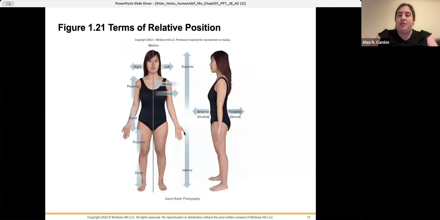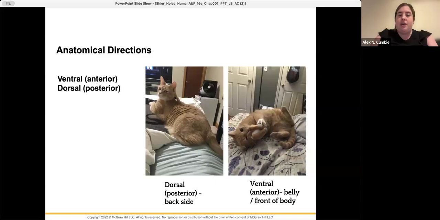This is referring to the backside of the body, okay? And you saw in the previous picture, right? If we have dorsal or posterior, this is referring to the back of the body of this person. So the back of the body on Pikachu, right, we would refer to as his dorsal or posterior side.